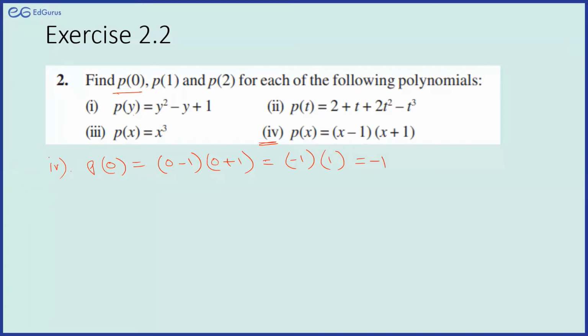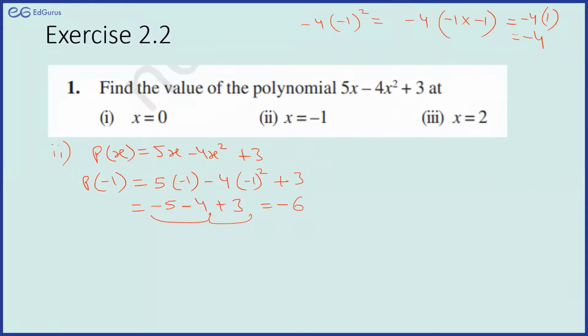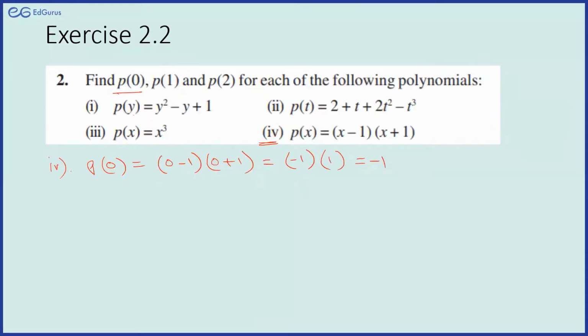So see, there is not much difference between the two questions. Here they gave a polynomial and said find its value for x equal to 0, x equal to minus 1, x equal to 2. So we found the value by substituting x's. Now here they simply wrote find p0, p1, p2. That means they are saying find the value when x is 0, and in this case y is 0, and in this case t is 0, right?